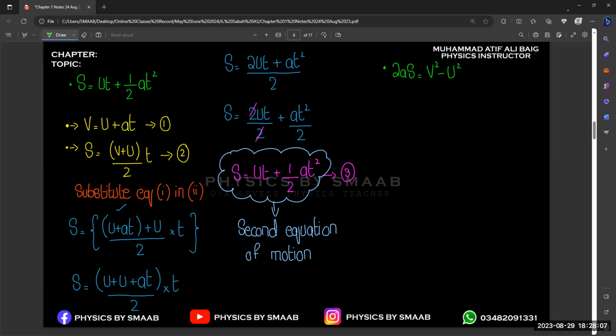Now what we need to do, initially we just substituted the value of t from equation 1 in equation number 2. Now we again take equation number 1 and equation number 2, but this time we are going to substitute the value of t from equation 1 in equation number 2. So your equation will be different this time.